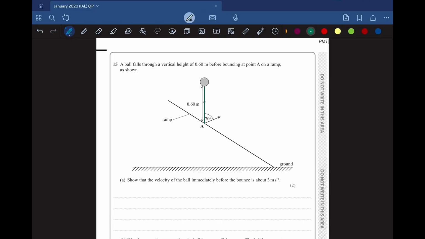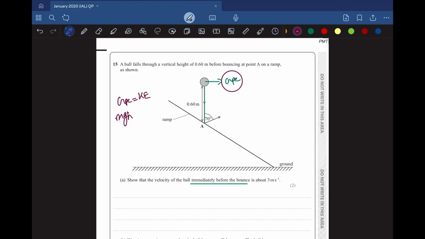So immediately before the bounce, we know they have asked about immediately before the bounce. We know right here when it had a height, it had gravitational potential energy, and immediately before bouncing, let's say right here, its gravitational potential energy will convert into kinetic energy, right? So we can say that the GPE at the top is equal to the kinetic energy at the bottom, right? So we can write GPE is equal to kinetic energy.